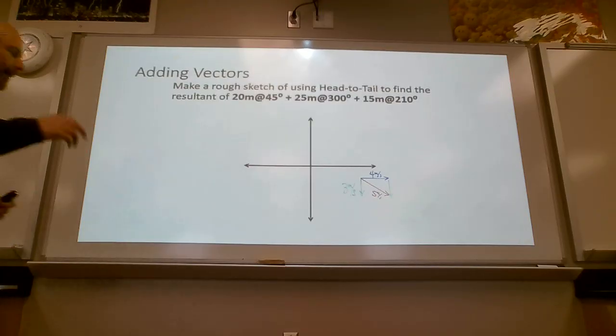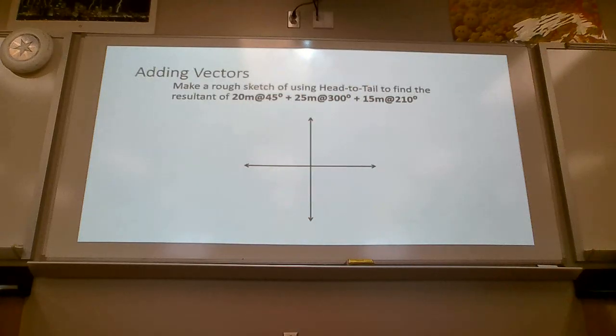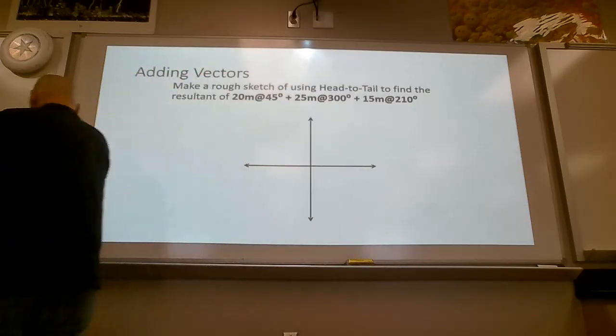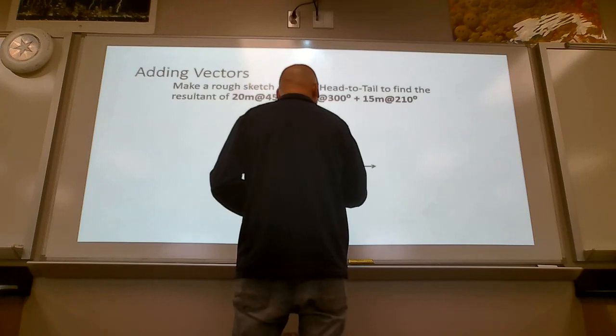Okay. I threw this in here from the pre-quiz. I think this was discussed in the pre-quiz. So we're doing 3 vectors. You're doing 3 vectors, how do you do it? Basically, we're making a quadrilateral. Alright, so 20 meters at 45 degrees.